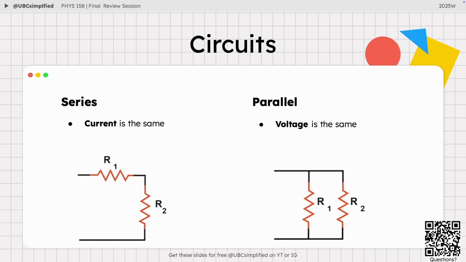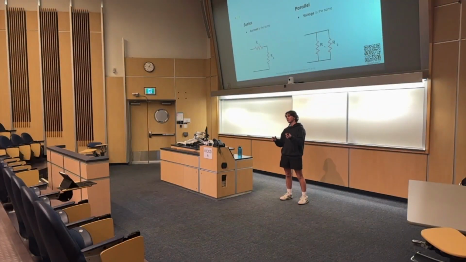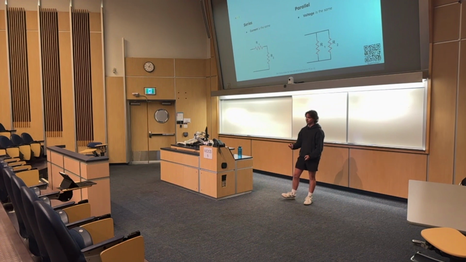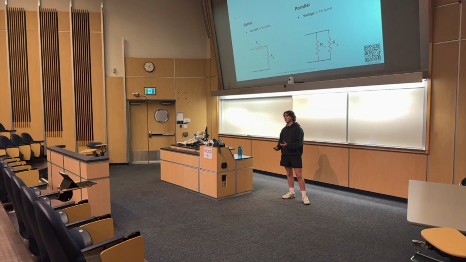So a series circuit is going to be when the elements in the circuit all have the same current. And then it's going to be parallel when they all have the same voltage. Though there's some different rules which come with series and parallel circuits.